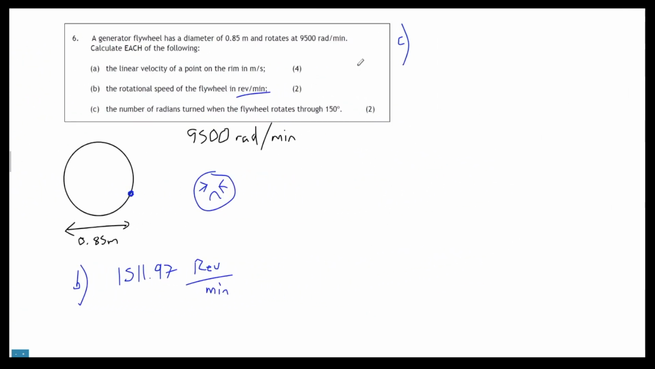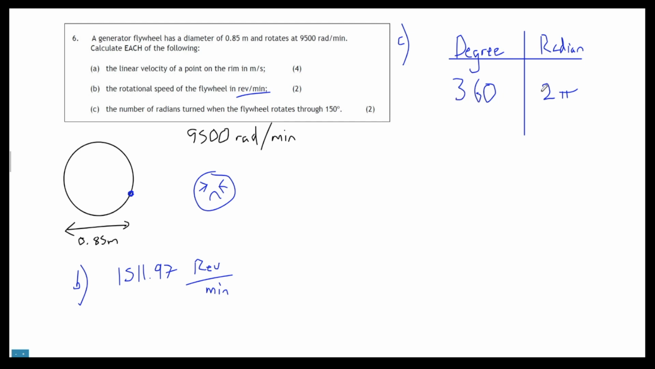And now C is the number of radians turned when the flywheel rotates through 150 degrees. That's a very easy question. We just need to know one thing. We know degrees and we know radians. I need to remember one piece of information in order to do this: in 360 degrees, there's 2 pi radians. So I can work it out for 150, no problem.